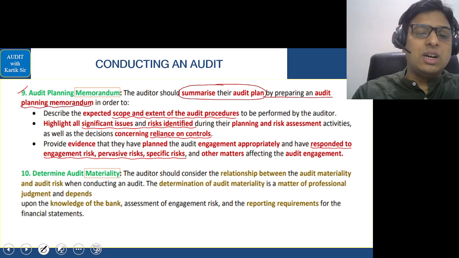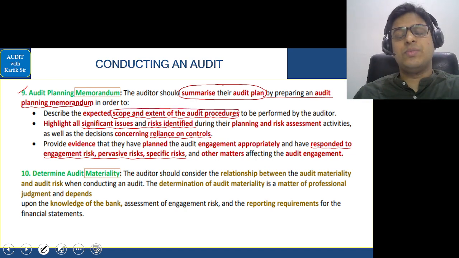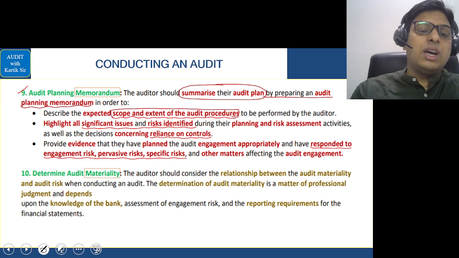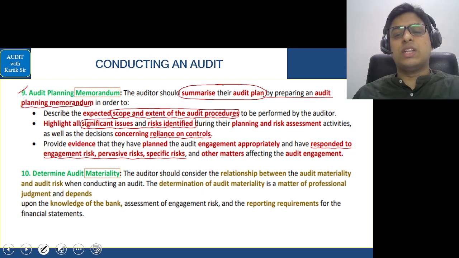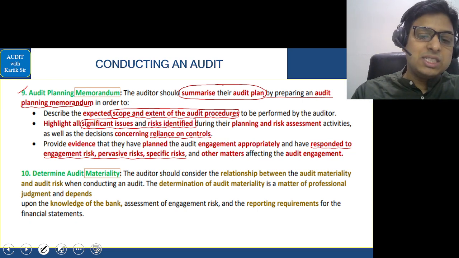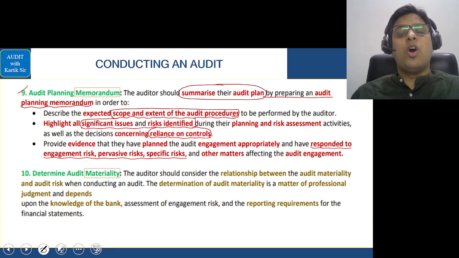They will cover the work that they have to do, the scope and extent of the audit procedures. They will cover the risks that they have identified, the issues that they have identified. They will see regarding these issues, are the controls reliable? So first they'll see what kind of work that is. That is your scope and extent of audit procedures.